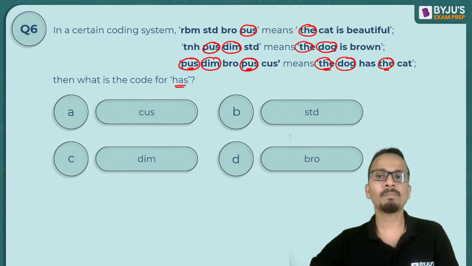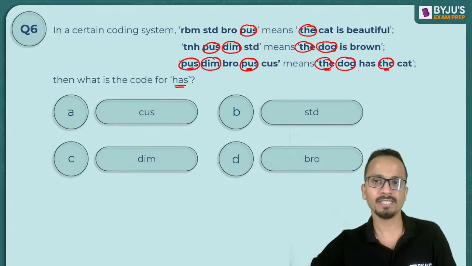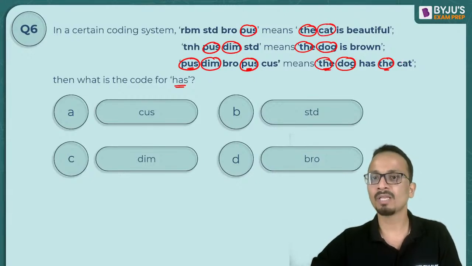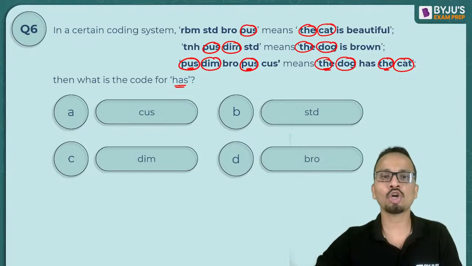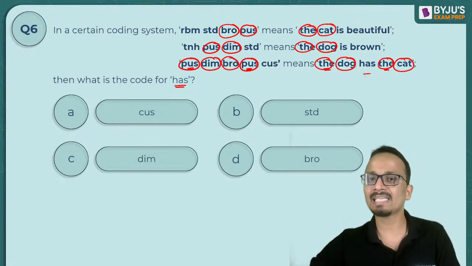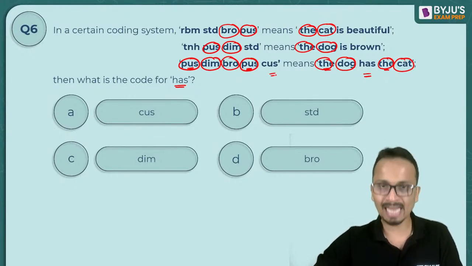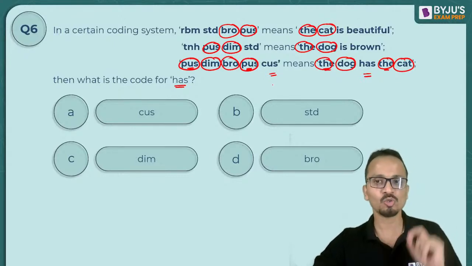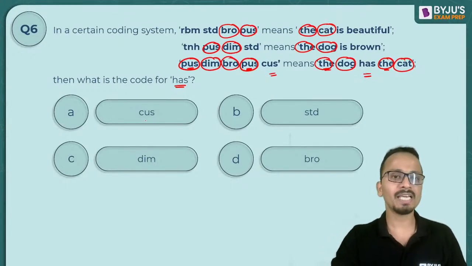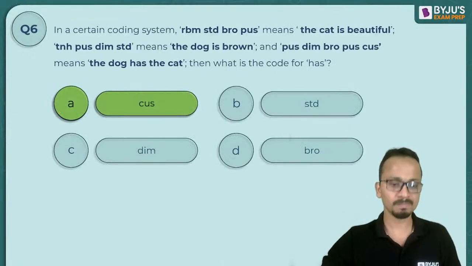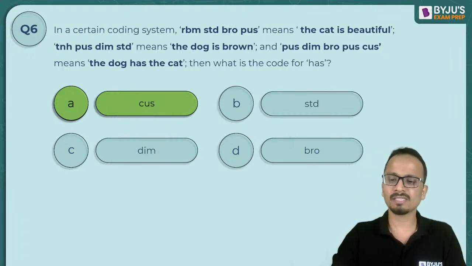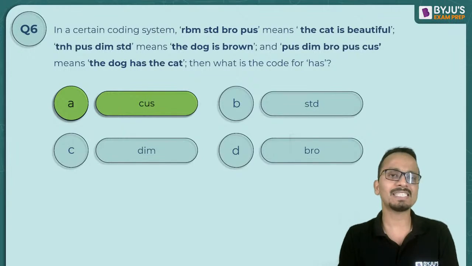Right. Now compare the first and the third sentence. In the first and third sentence, "cat" is common. So I'm striking out "cat", and the common code is BRO. Alright. Now I'm left with "has" in the third sentence, whose code has to be CUS. So CUS will be the answer for this question. So option A, that is CUS, is the answer, and most of you have given a correct one. Exactly. So A is the correct answer.